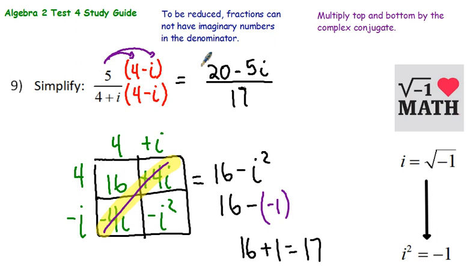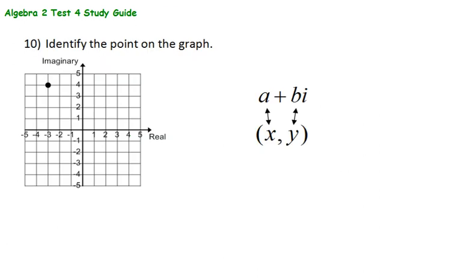Again, on this one, no number goes into all three of those, so that would be as far as you could take it. So you have 20 minus 5i over 17. All right. Well, you made it, almost. But really, this problem is really easy. It's going to take like 2 seconds.